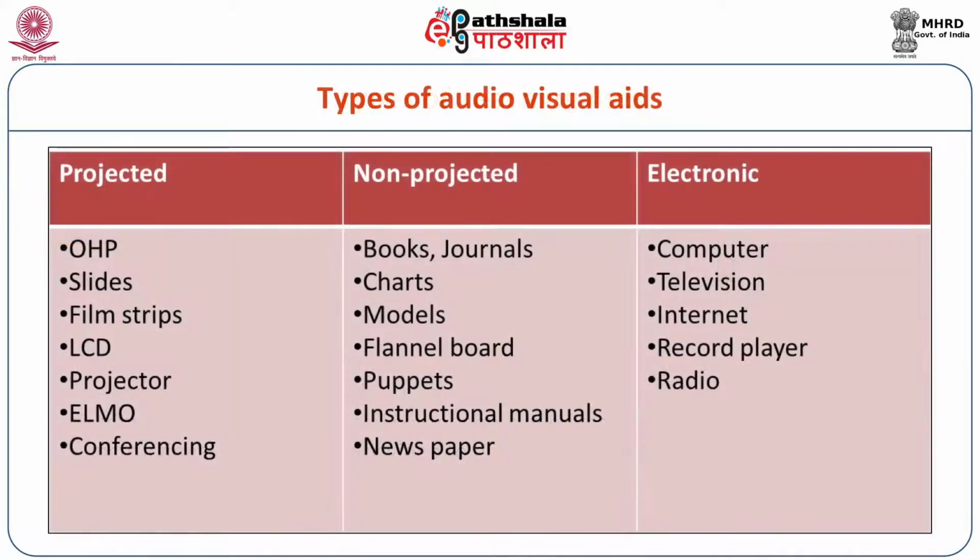Now, what are the types of audio-visual aids? There are three. One is projected, one is non-projected, and the third is electronic. As the projected aid, we can count OHP, slides, film strips, LCD projector, ELMO, or conferencing, that is video conferencing. In non-projected, we can have books, journals, charts, models, flannel board, puppets, instruction manual, or newspapers. In electronic, we have computers, television, internet, record player, radio, or even mobile for that sake.